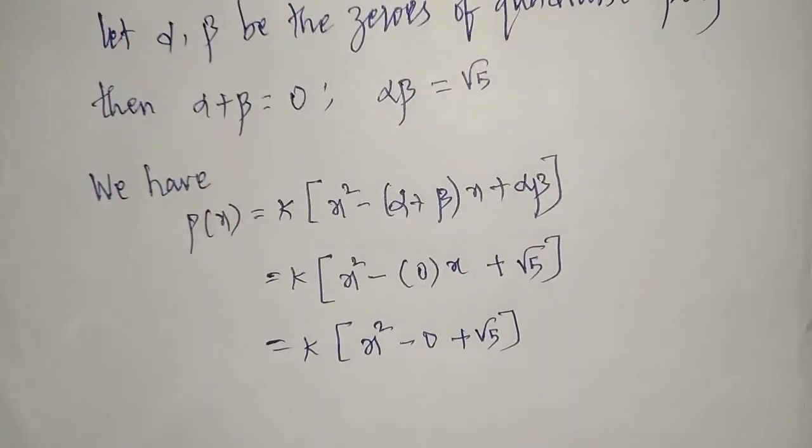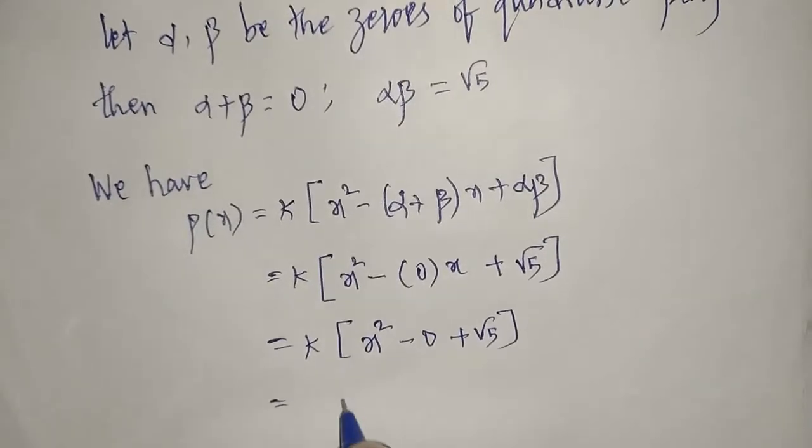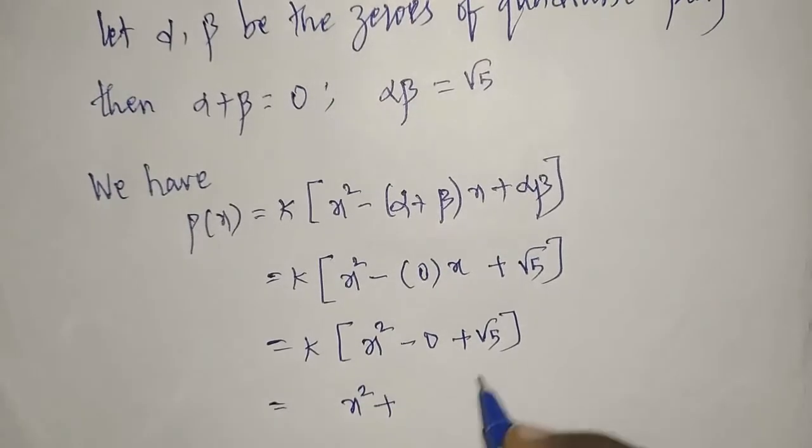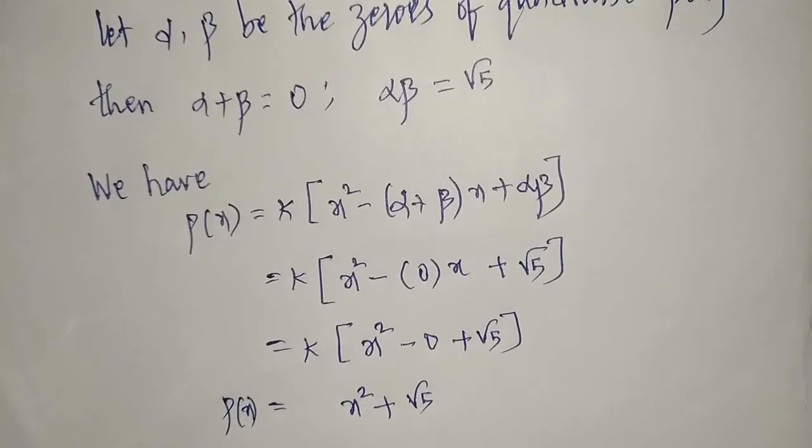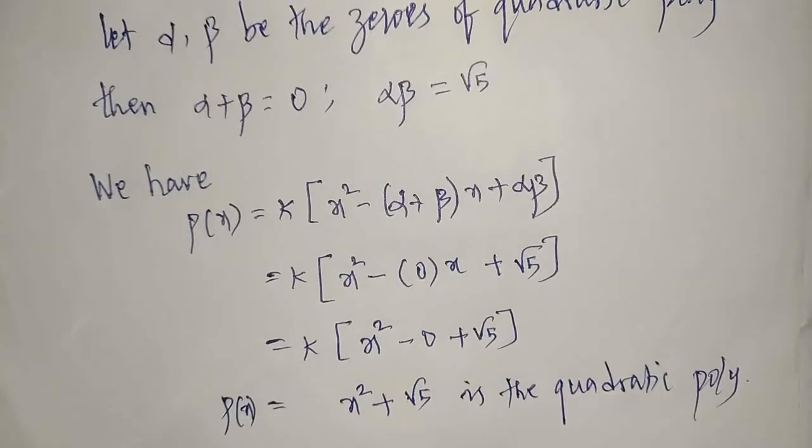Within the bracket, that's all we need to write. So leave the constant k. Then x square plus root 5. No need to write the 0. So this p of x is our required quadratic polynomial. That's it. Now we'll go to the next question.